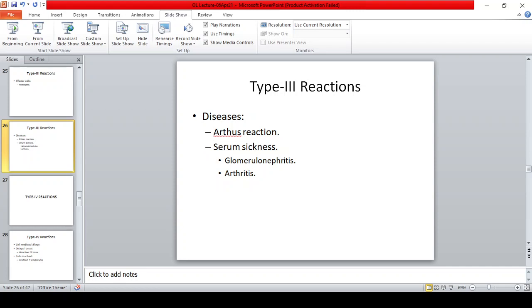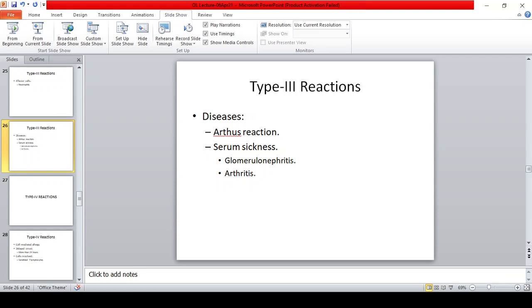The clinical settings or diseases in which these type 3 reactions are present include the Arthus reaction, which is basically a localized, experimental reaction. If some antigen is introduced in the skin, it will produce redness and induration, and a subsequent injection of the same antigen will produce necrosis at other sites away from the initial site of injection.